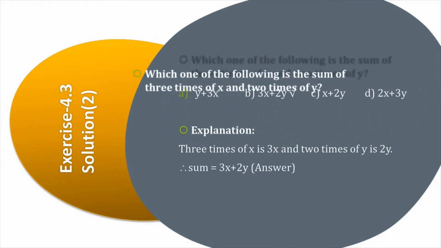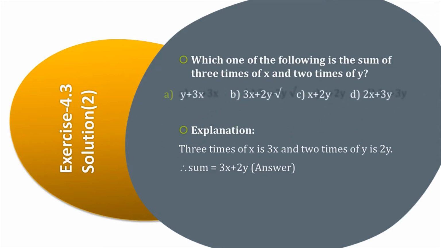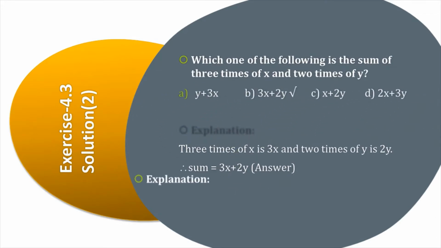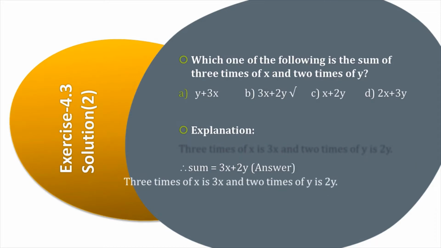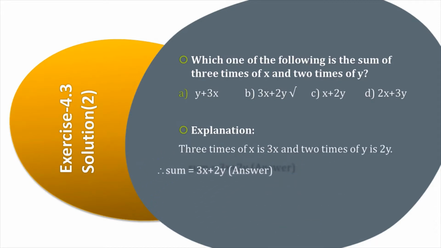So this is question number 2. Which one of the following is the sum of the 3 times of x and 2 times of y? And as you see, sum will be 3x plus 2y. That is the desired answer.